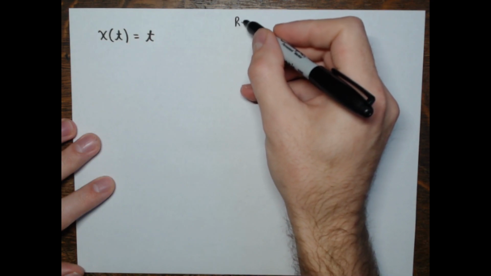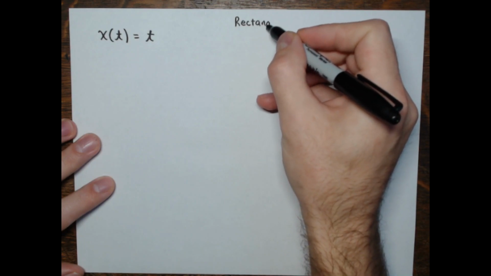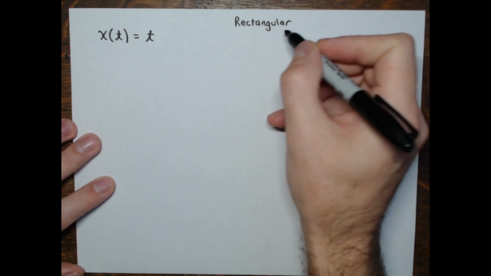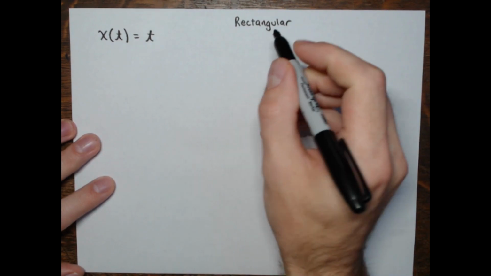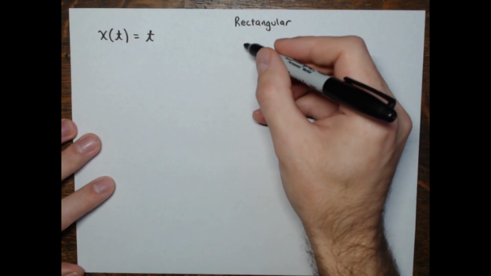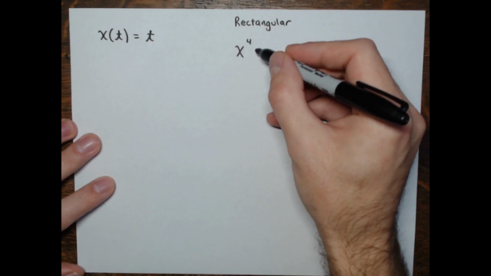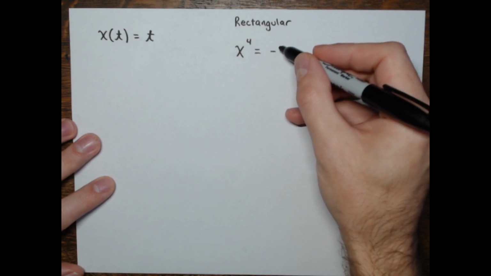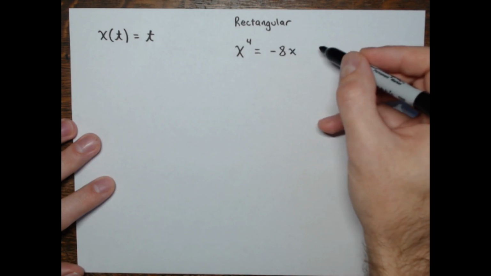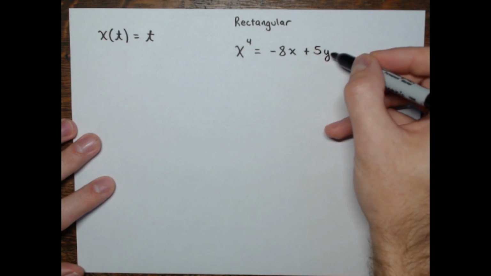And here's the rectangular version of the equation, right? When we're in rectangular coordinates, that's just x and y, right? X coordinate, y coordinate. So the rectangular version of our curve, the equation in rectangular coordinates for our curve is this: x to the fourth equals negative 8x plus 5y plus 9.